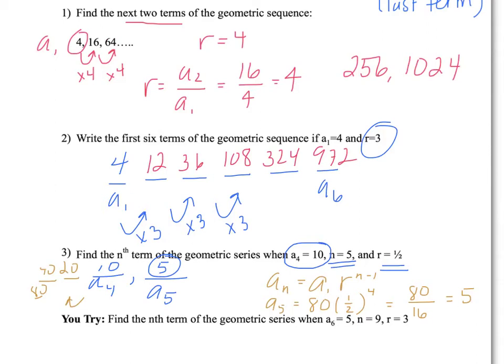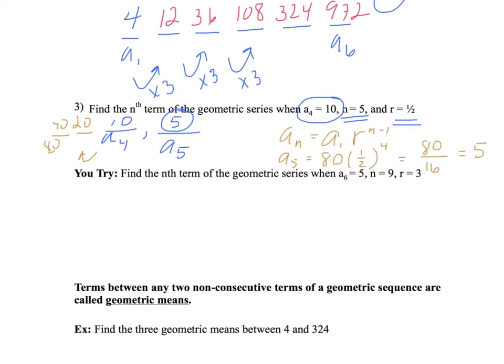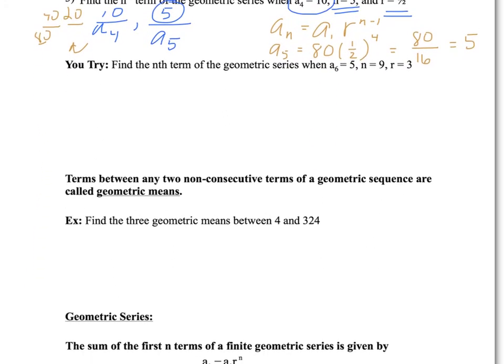So I would like you to try this next one. Find the nth term of the geometric series where a sub 6 equals 5, n equals 9, and r equals 3. So again, you can either use the formula or you can just use your logical thinking skills and work it out on your own. I'd like to see some work on this. The answer, however, a sub 9, should be 135. So see if you can get that.